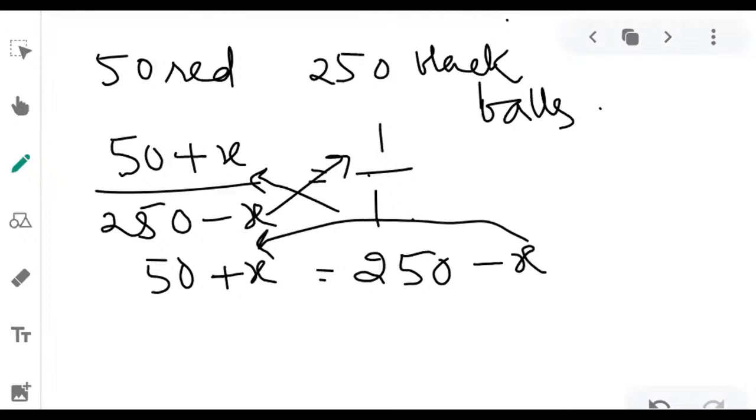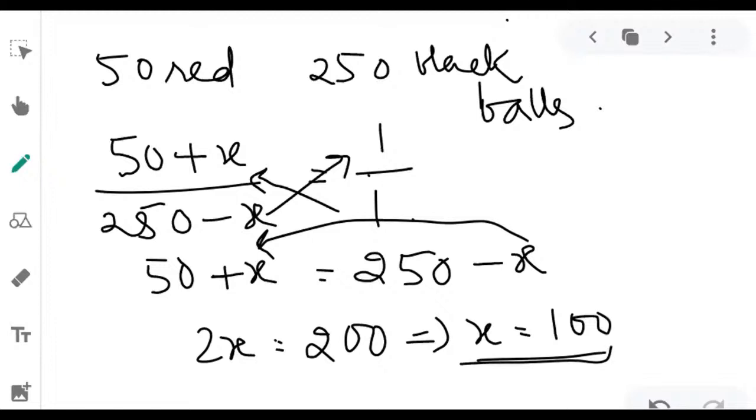Minus comes to the other side, it becomes plus. So 2x is equal to 200 and x is equal to 100. So if you remove 100 black balls and add 100 red balls to this, you'll get an equal number of both the balls. Does that make sense, Nida? Yes, ma'am. All right. Bhavani? Yes, ma'am. Okay. So we'll move on to actual problems.